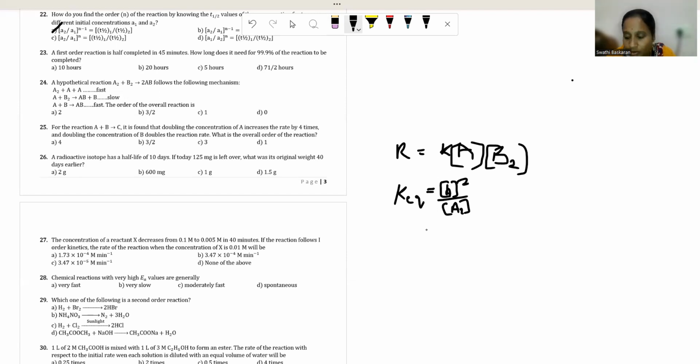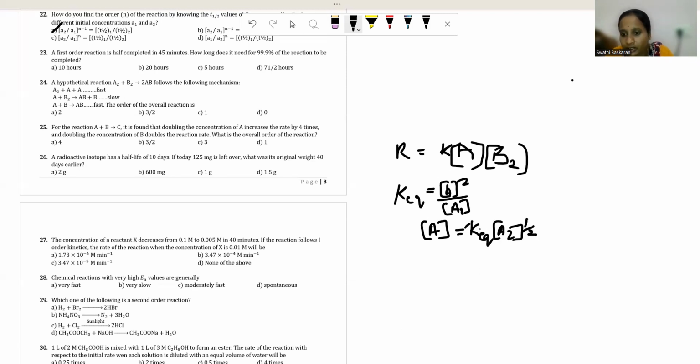Now from here, you will be able to get the value of A. So how do you get the value of A? A square is equal to the product of K EQ and A2. If you want A, you need to put the root. So hence you can also write A2 raised to the power half.